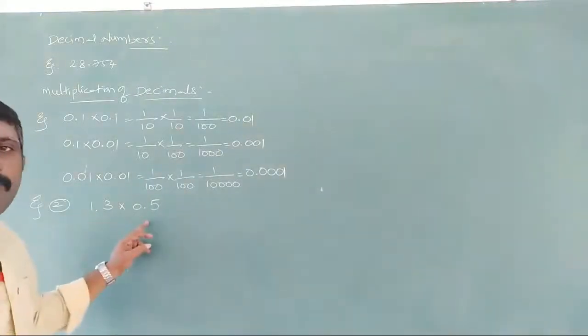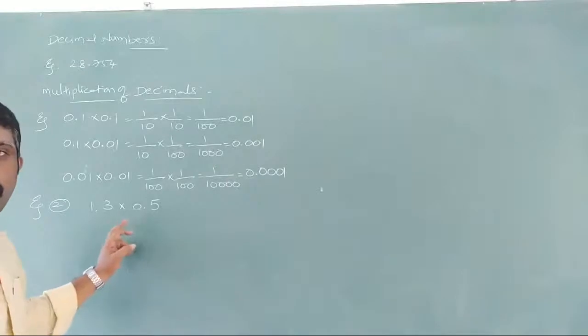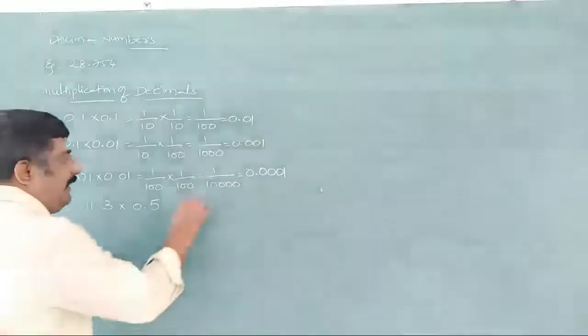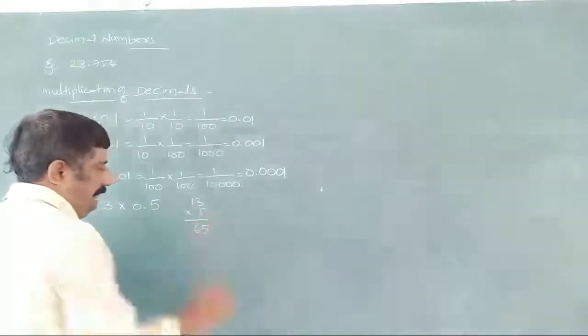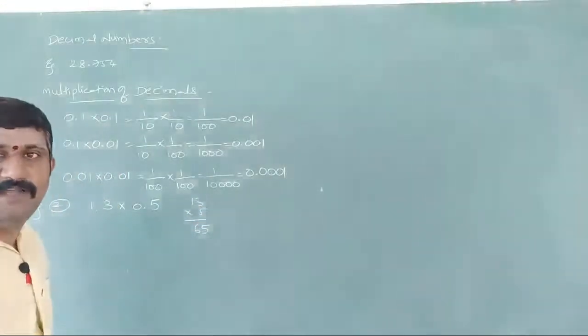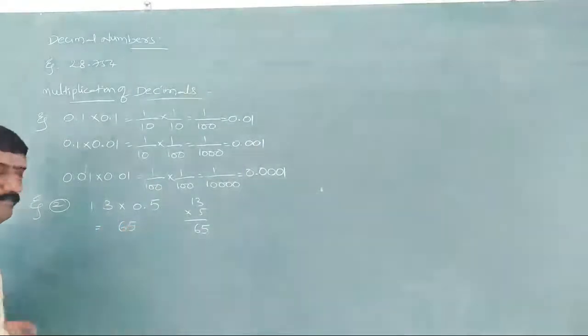0.3 into 0.5, I am going to take here. 1.3 into 0.5. Sir, what can we write here? 13 into 5 we can write. What is 13 5s? 13 5s are 65. So simply you write down 65 here.